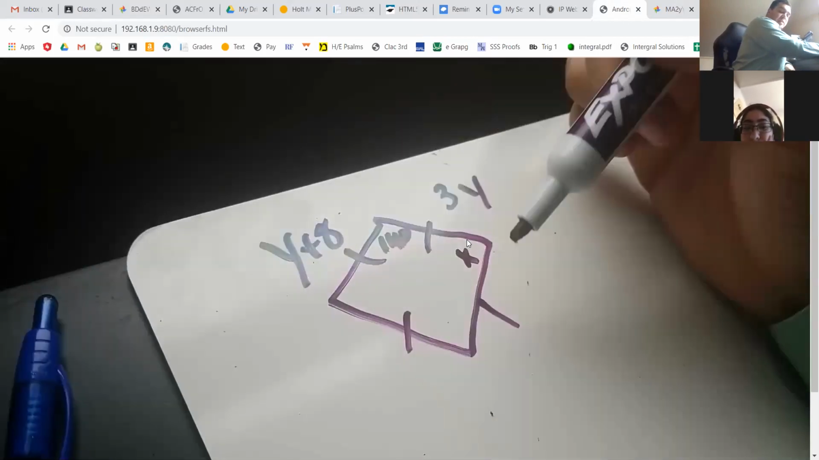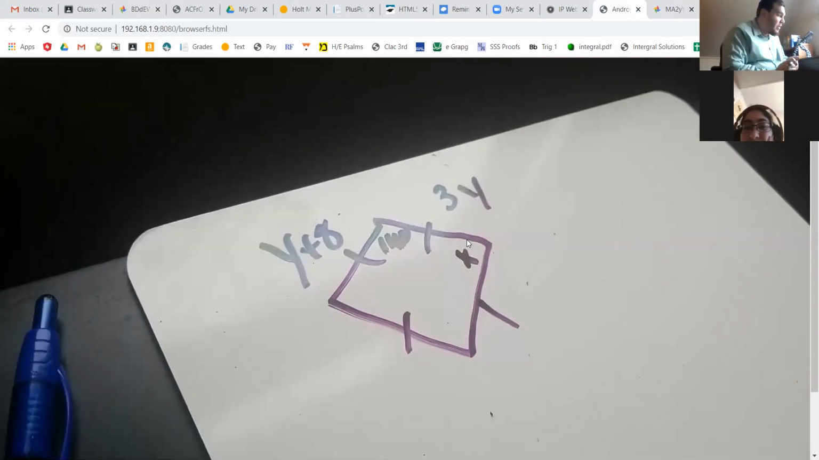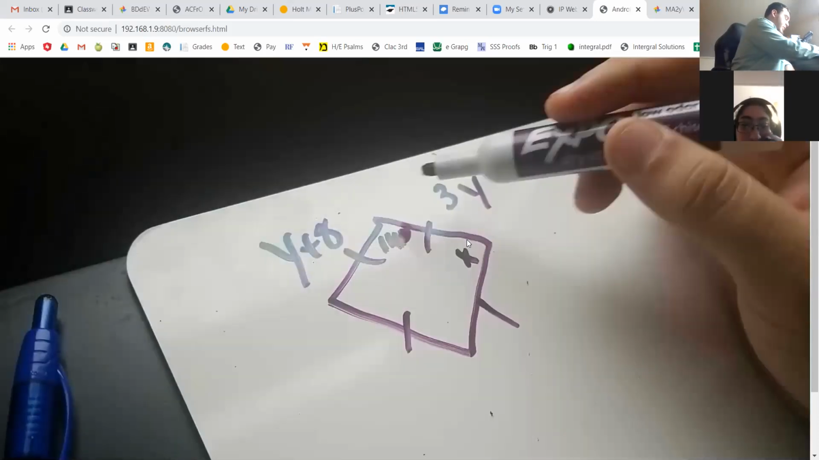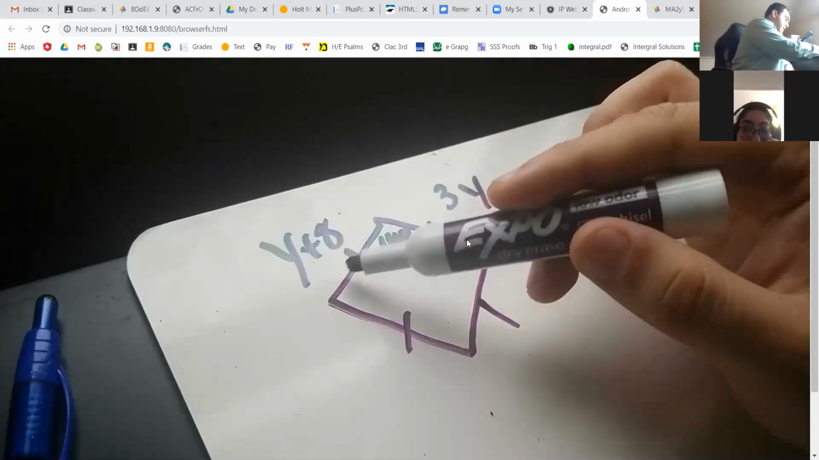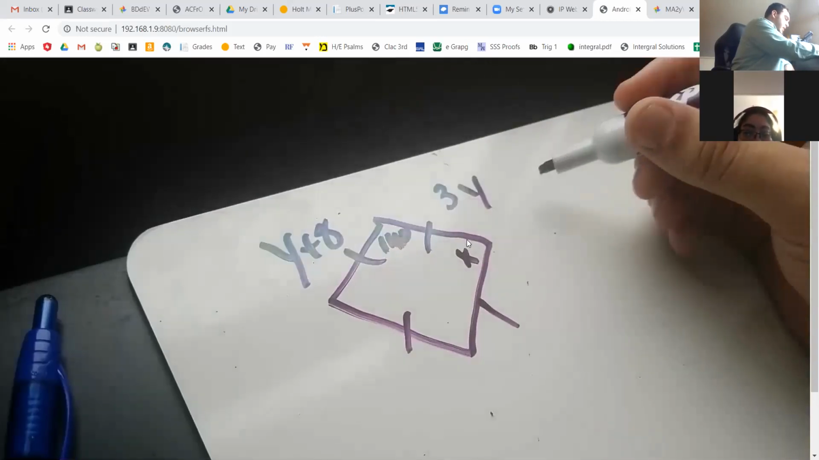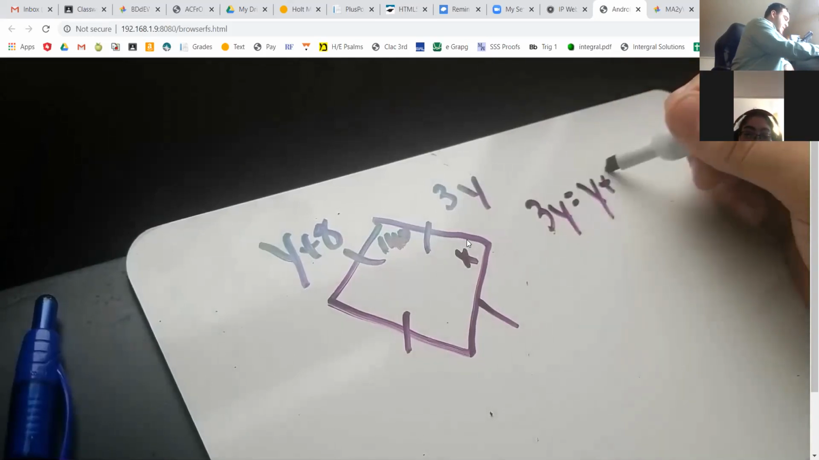First off, Tali, I'm just going to ask you this. What type of shape is this? A rhombus. Good. That's the most we could describe it as, a rhombus for sure. So because it's a rhombus, all the sides are equal, including this side and this side. So I know these two things are equal to each other. So I could do 3y equals y plus 8.